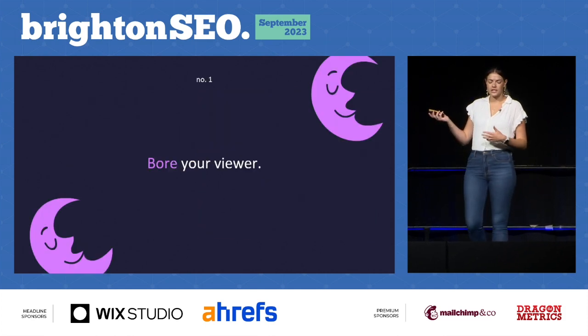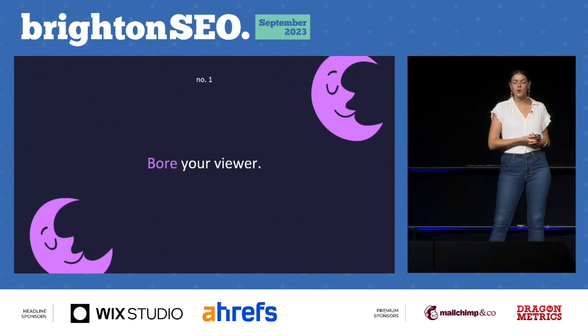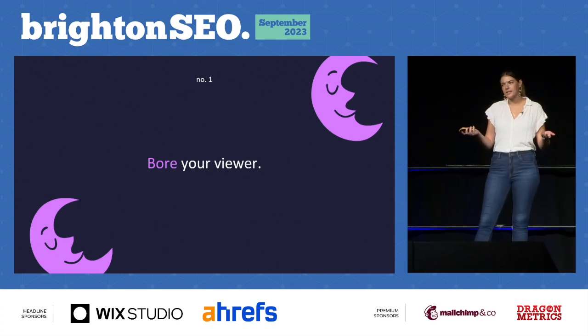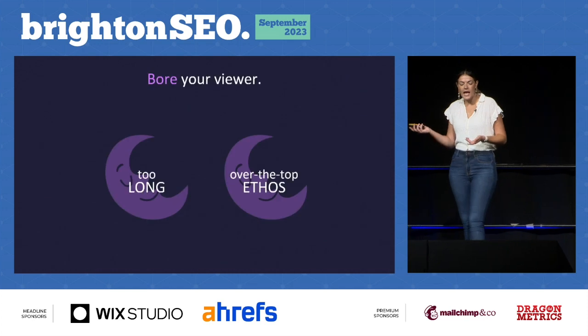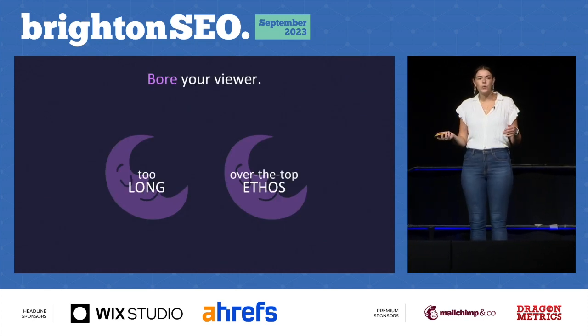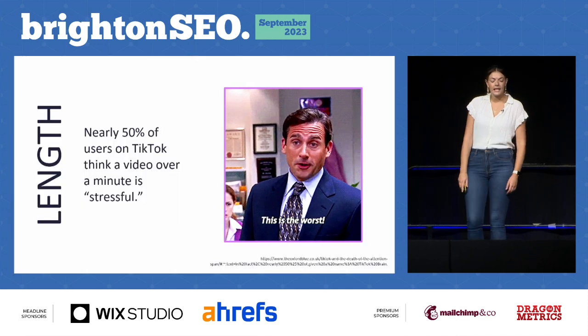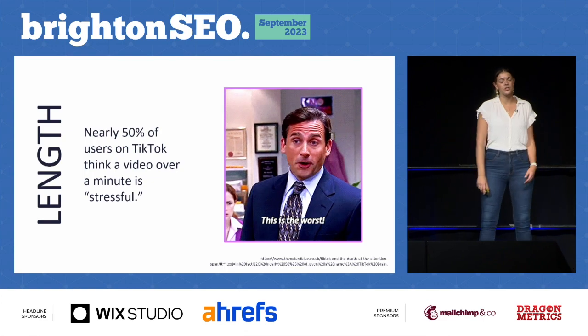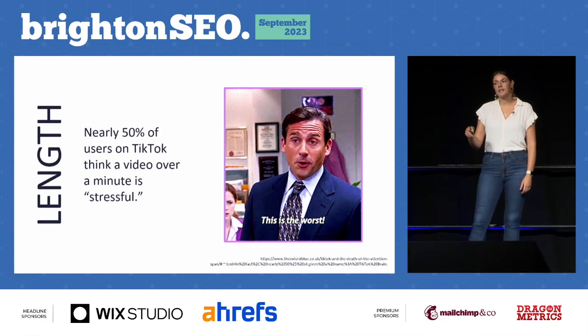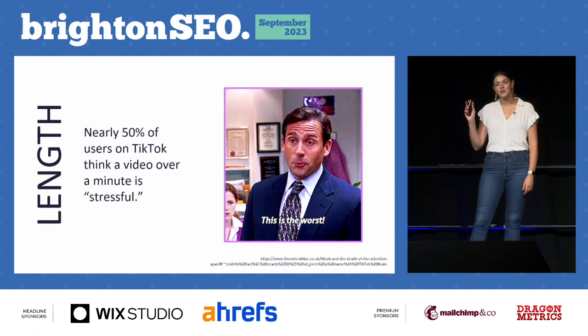Of course, there are exceptions to these, but all right, so number one is to bore our viewer. This is like the number one thing we don't want to do on TikTok. And I see this being done in two ways most of the time, which is content that is too long or has too much ethos. So, length. Nearly 50% of users on TikTok think a video over a minute is quote unquote stressful.